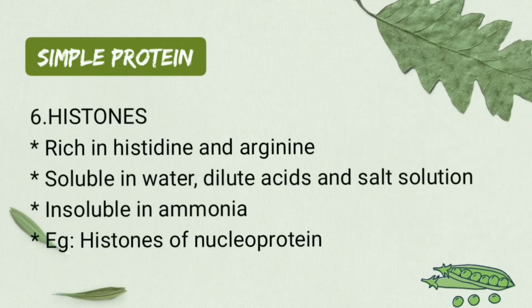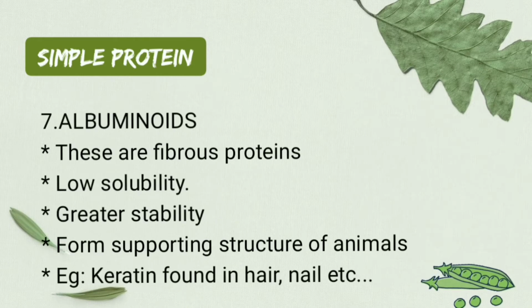Sixth one is histones. Histones are rich in histidine and arginine. These are amino acids. That is, histidine and arginine are amino acids. And also, histones are soluble in water, dilute acids and salt solution. But it is insoluble in ammonia. Example, histones of nucleoprotein.